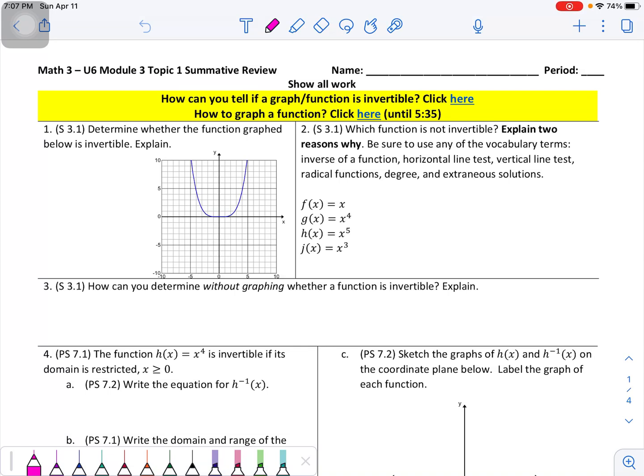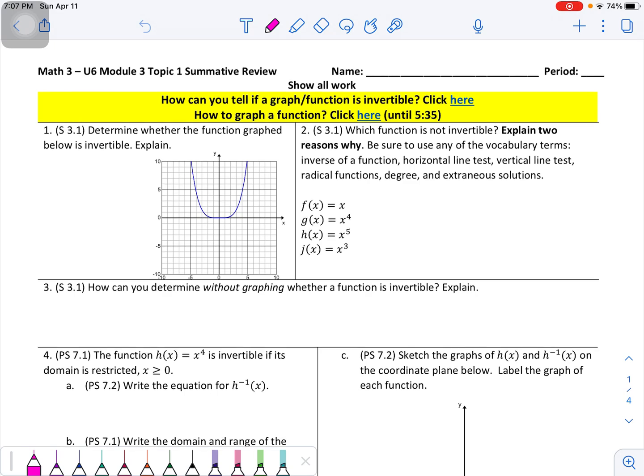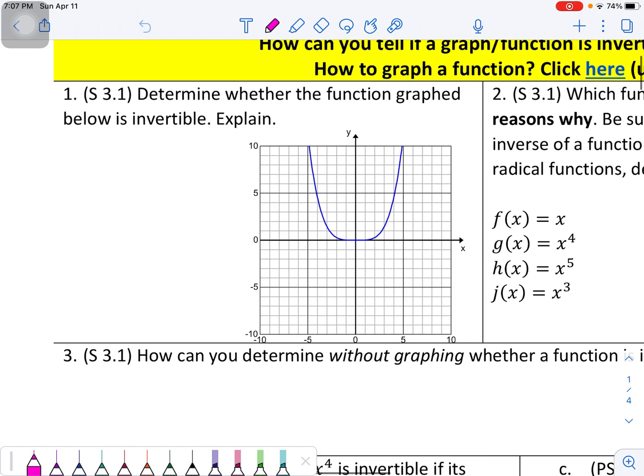In this video, I'm going to go through page 1 of the study guide review. So let's dive right into problem number 1. Problem number 1 asks us to determine whether the function graph below is invertible, and you need to explain it. So remember, to be invertible, a graph needs to pass the horizontal line test. So I just drew a horizontal line, and unfortunately this graph crosses that horizontal line twice.